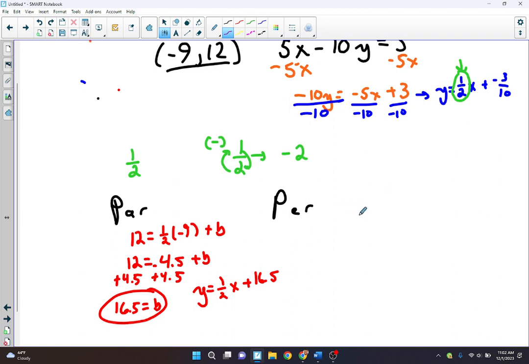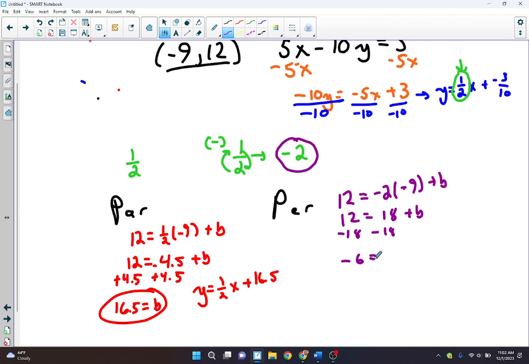Next one over here, perpendicular. Again, doing the same thing, you're just using this slope this time. So 12 equals negative 2 times negative 9, plus b. 12 equals negative 2 times negative 9, positive 18, plus b. Subtract 18 on both sides. Negative 6 equals b. Since negative 6 equals b, remember, always show the final answer, which is the equation: y equals negative 2x minus 6.